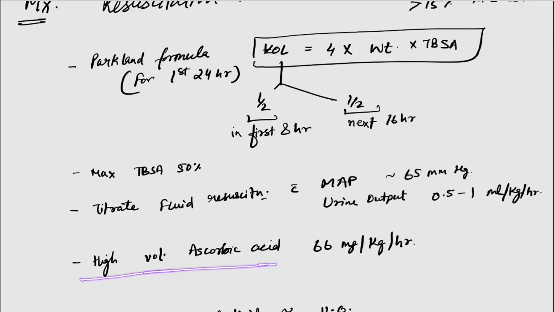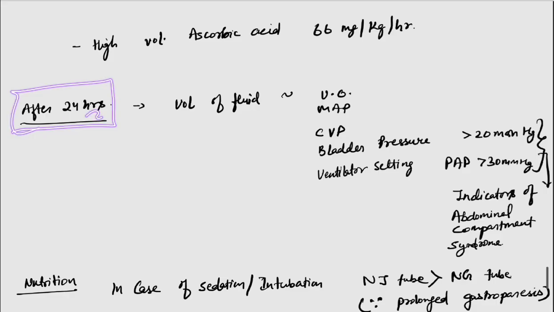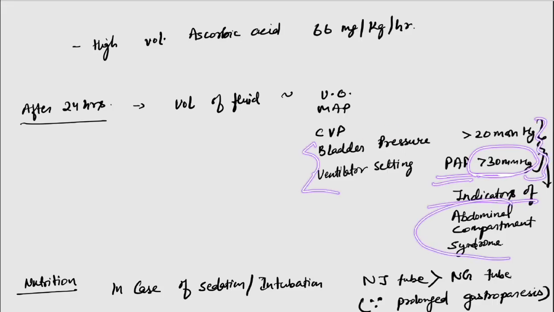High volume ascorbic acid at the rate of 66 mg per kg per hour has been shown to improve outcome. After 24 hours, we have to calculate the volume of fluid based on urine output, mean arterial pressure, and central venous pressure. We also have to monitor bladder pressure and ventilator settings. If the bladder pressure is more than 20 mmHg and the peak alveolar pressure is more than 30 mmHg, these two findings indicate abdominal compartment syndrome and it has to be avoided.